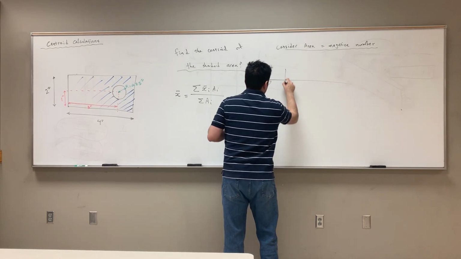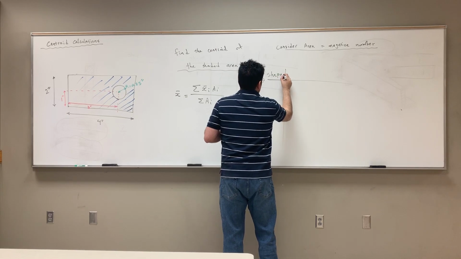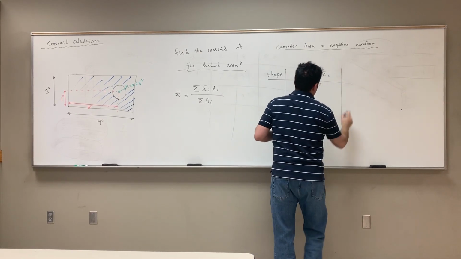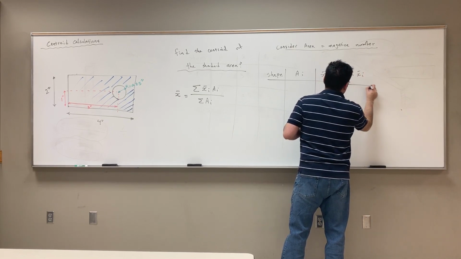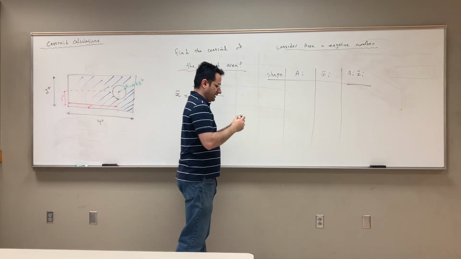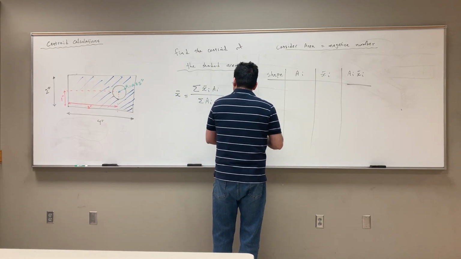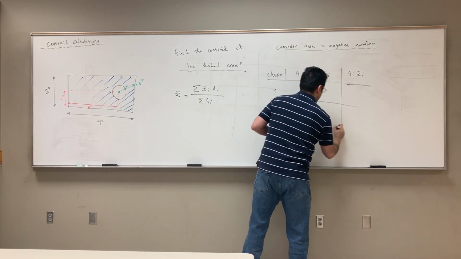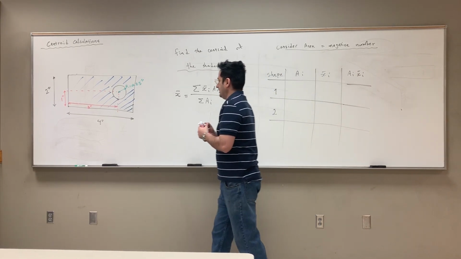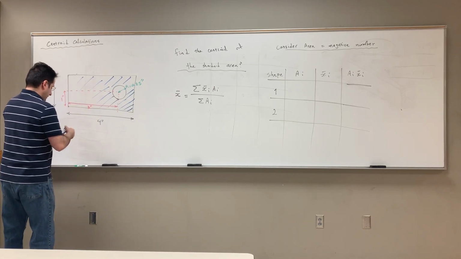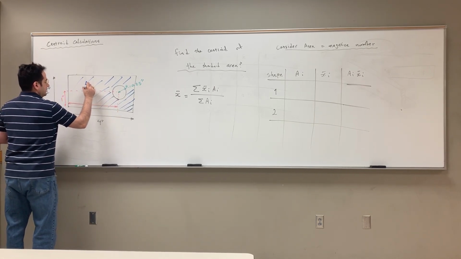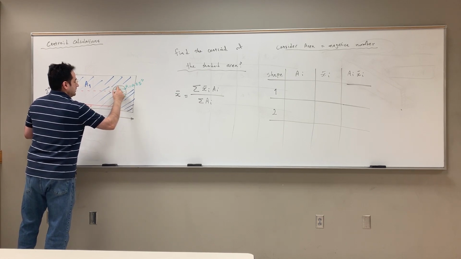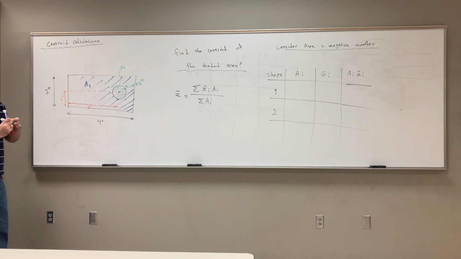Again, I'll make my table: shape, A i, x bar i, and A i times x bar i. Now I need to solve the first and the last column. So let's say shape 1, shape 2, and sum. I would call this shape 1, the blue A1, and the green A2. And now go ahead and fill out the table.